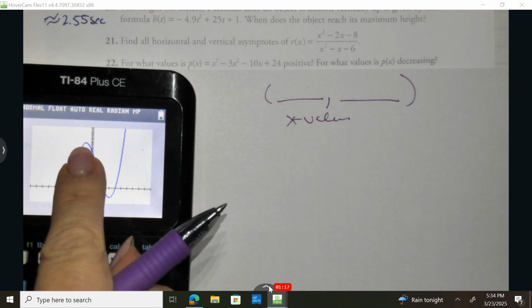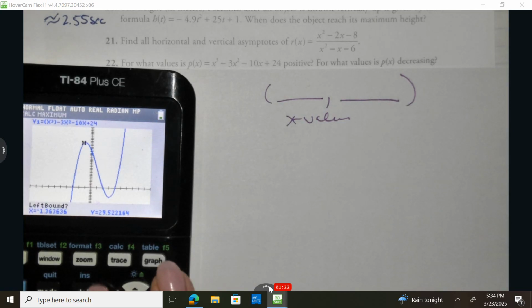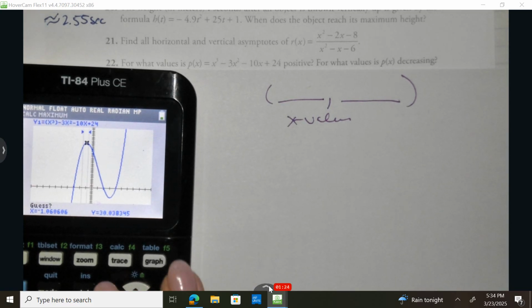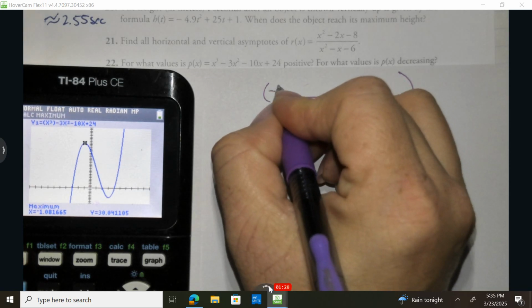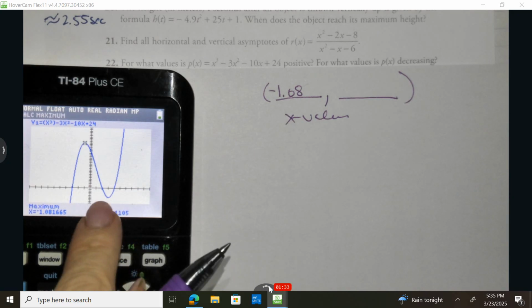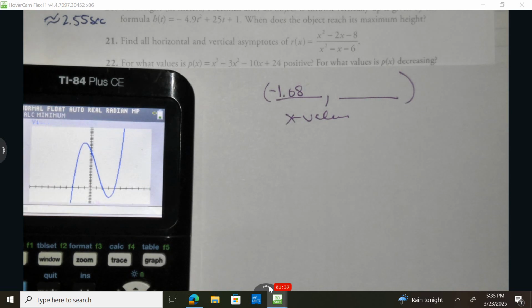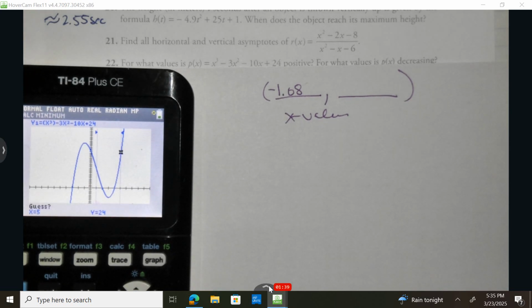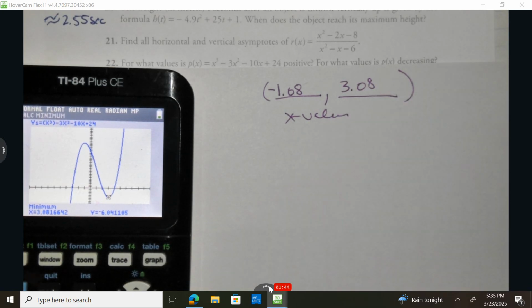So let's first find this local maximum. Second trace, maximum, and let's come around here. All right, so approximately -1.08. I'm writing to the nearest hundredth. And now let's figure out the x coordinate of this local minimum. Let's say between 1 and 5. There it is, approximately 3.08. So between -1.08 and positive 3.08, it is decreasing.